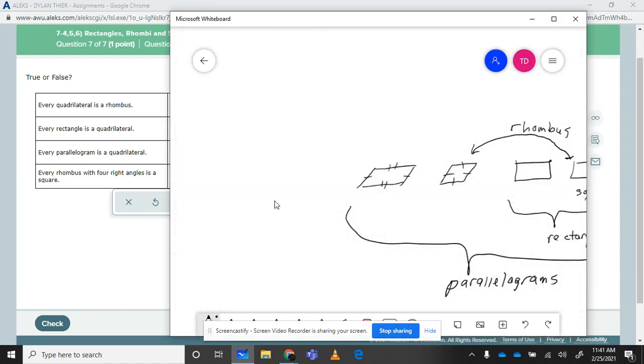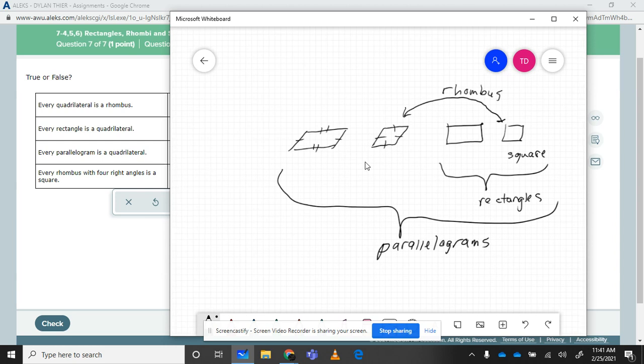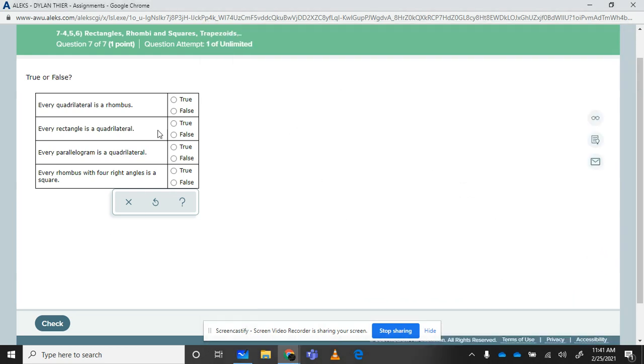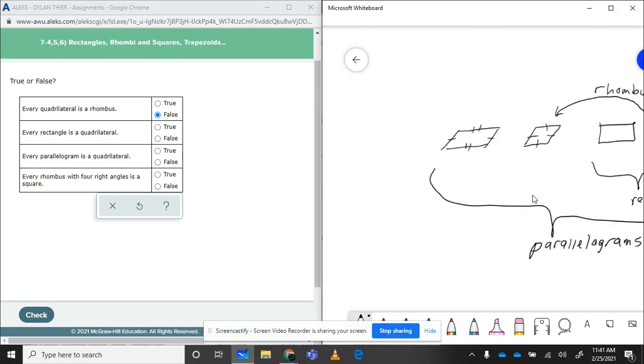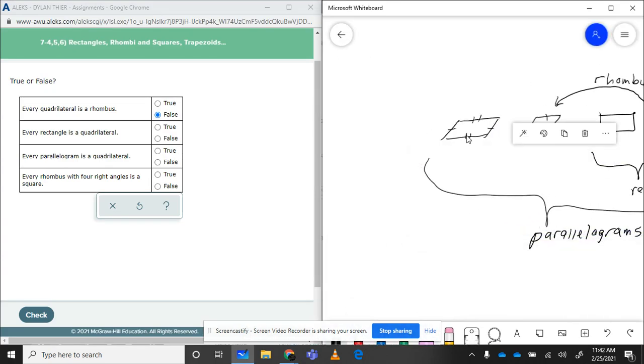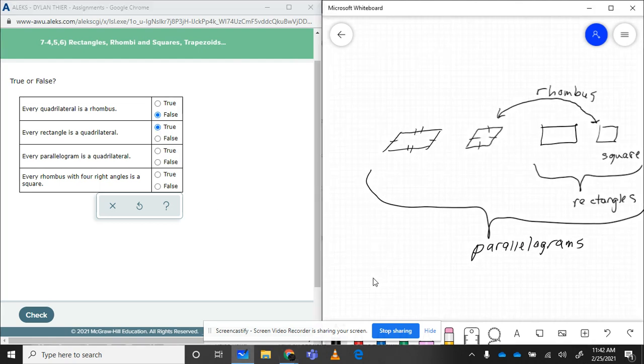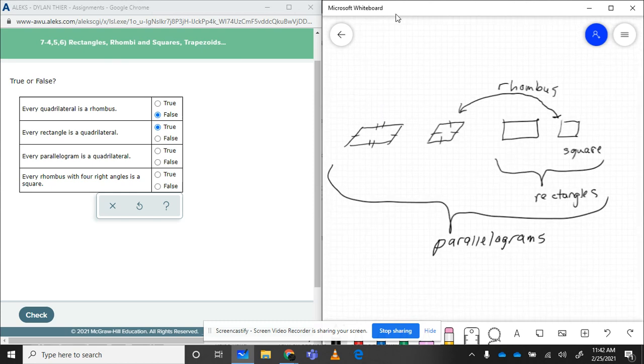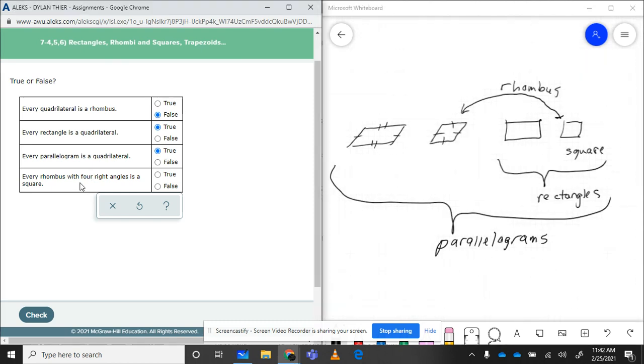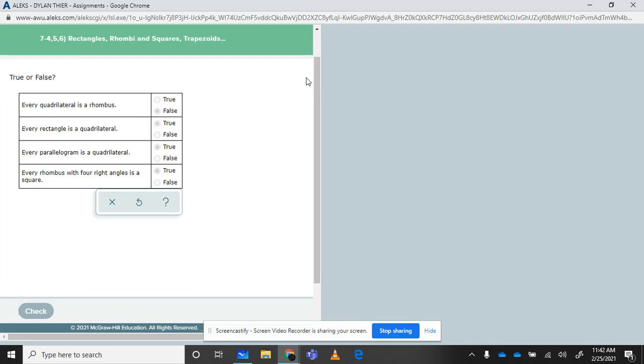Okay, so it says every quadrilateral is a rhombus. No, rectangles and standard parallelograms are not rhombuses. They do not have 4 equal sides, so we can say false on that one. Every rectangle is a quadrilateral. Yes, every rectangle does have 4 sides. So we can say true there. Every parallelogram is a quadrilateral. So every parallelogram has 4 sides. Yeah, sounds good to me. Every rhombus with 4 right angles is a square. Well, a rhombus has 4 equal sides, and if you had 4 right angles, that would make you a square. So I would say only the first one looked false to me.